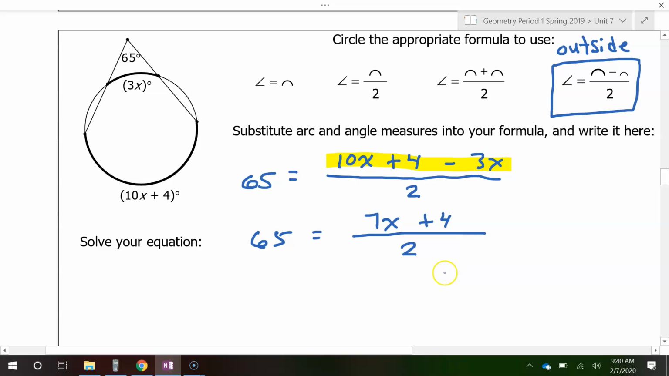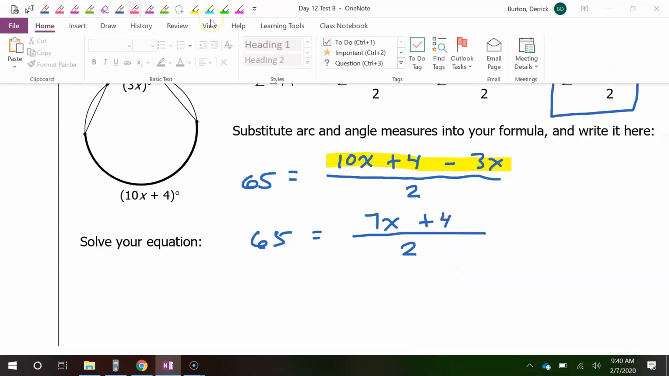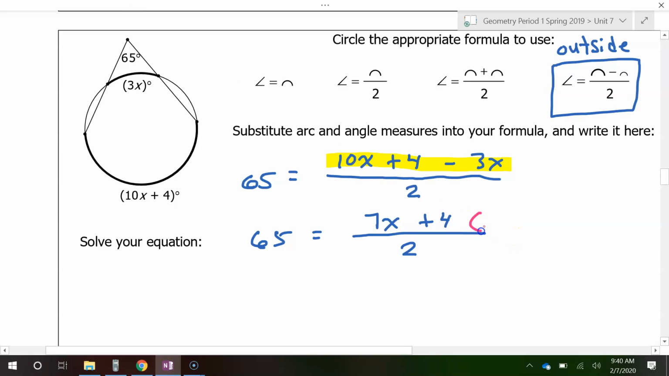All right, JJ, what's the next step? Multiply by 2 on both sides. That way these 2's will cancel each other out. What's 2 times 65, JJ? 130, maybe? Yeah. Okay. So 130 is equal to 7x plus 4.